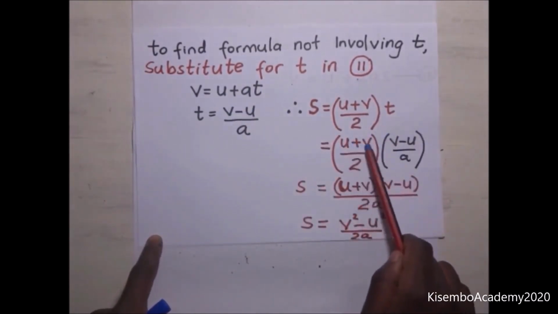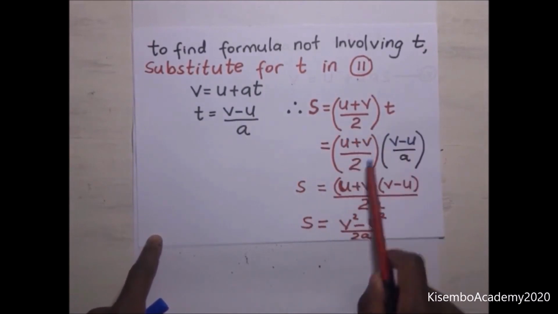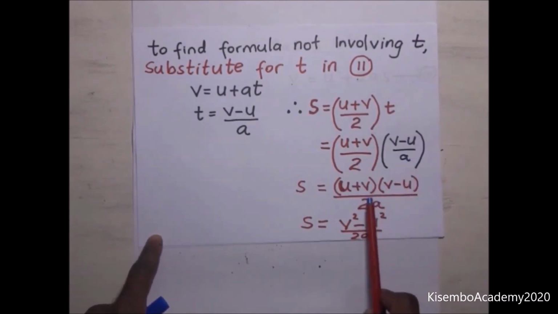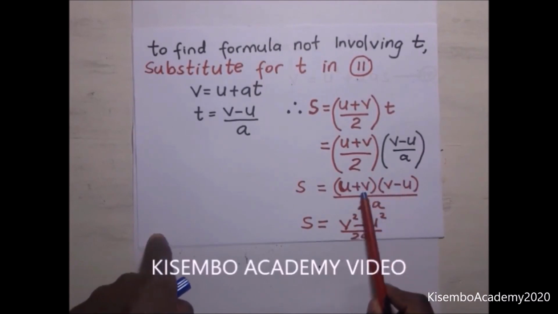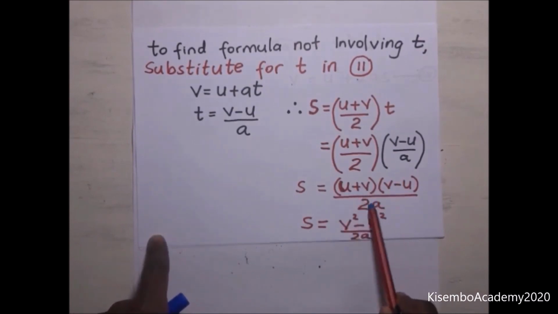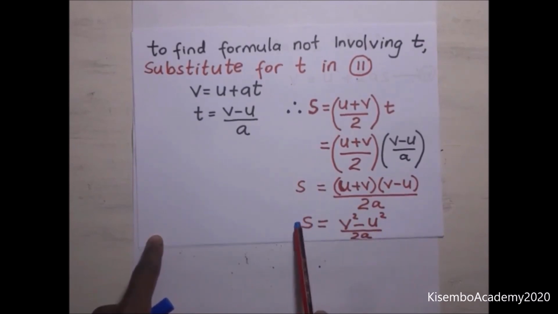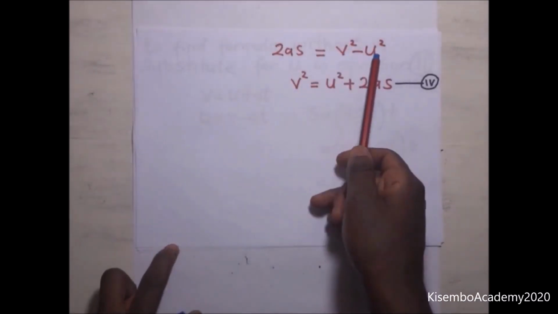So it's going to be v plus u over 2, times v minus u over a. When this multiplies, it becomes u plus v times v minus u over 2a. From our mathematics, this is the difference of two squares, so it is the same as v squared minus u squared, divided by 2a. That is equal to s. When we make this a flat equation by multiplying by 2a on both sides, we end up with 2as is equal to v squared minus u squared.